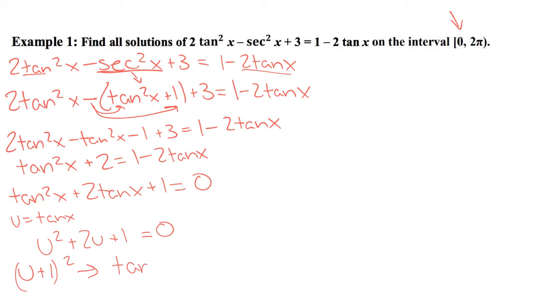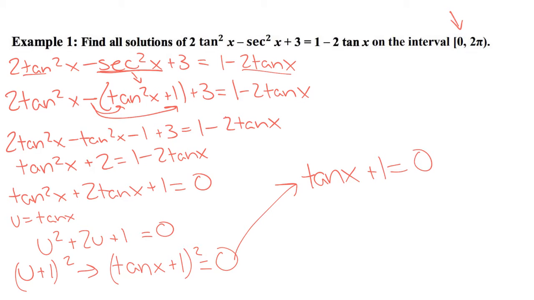Then I will substitute tan x back into it. So I have tan x plus 1 squared equals 0. That's the same thing as saying tan x plus 1 twice. So we're just going to look at having tangent x plus 1 equals 0. Then we'll subtract 1, and we'll have tan x equals negative 1.